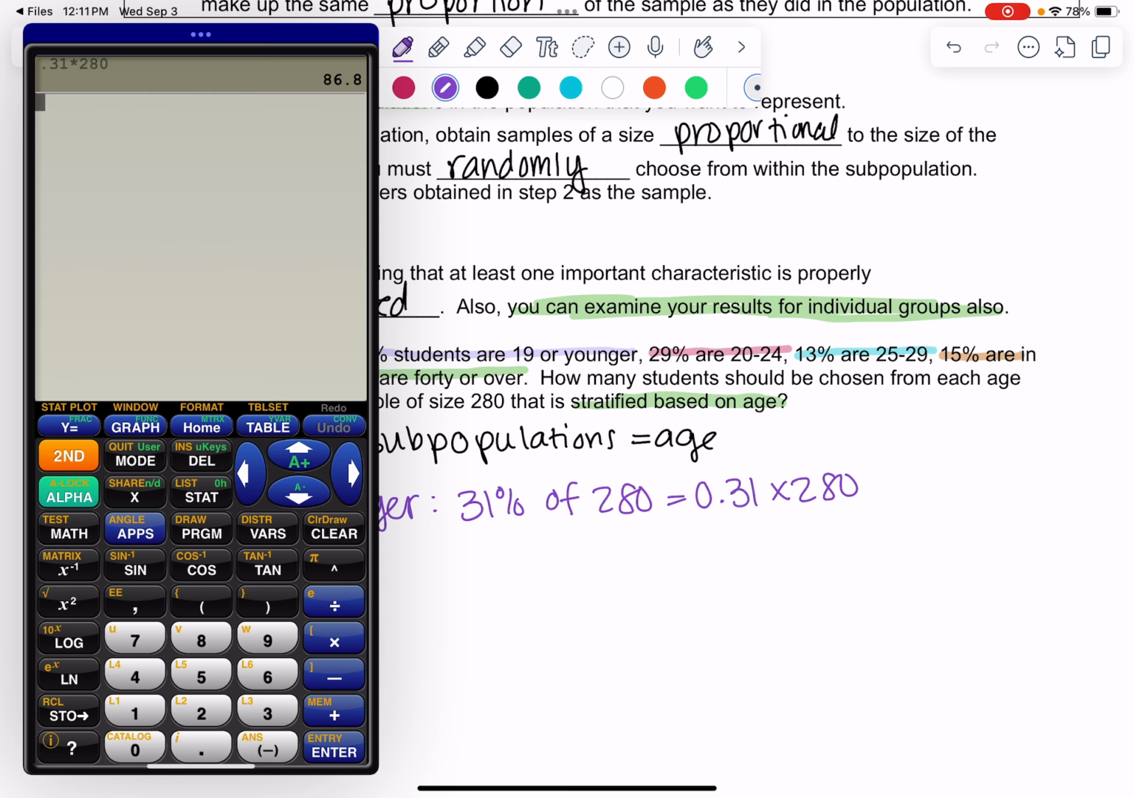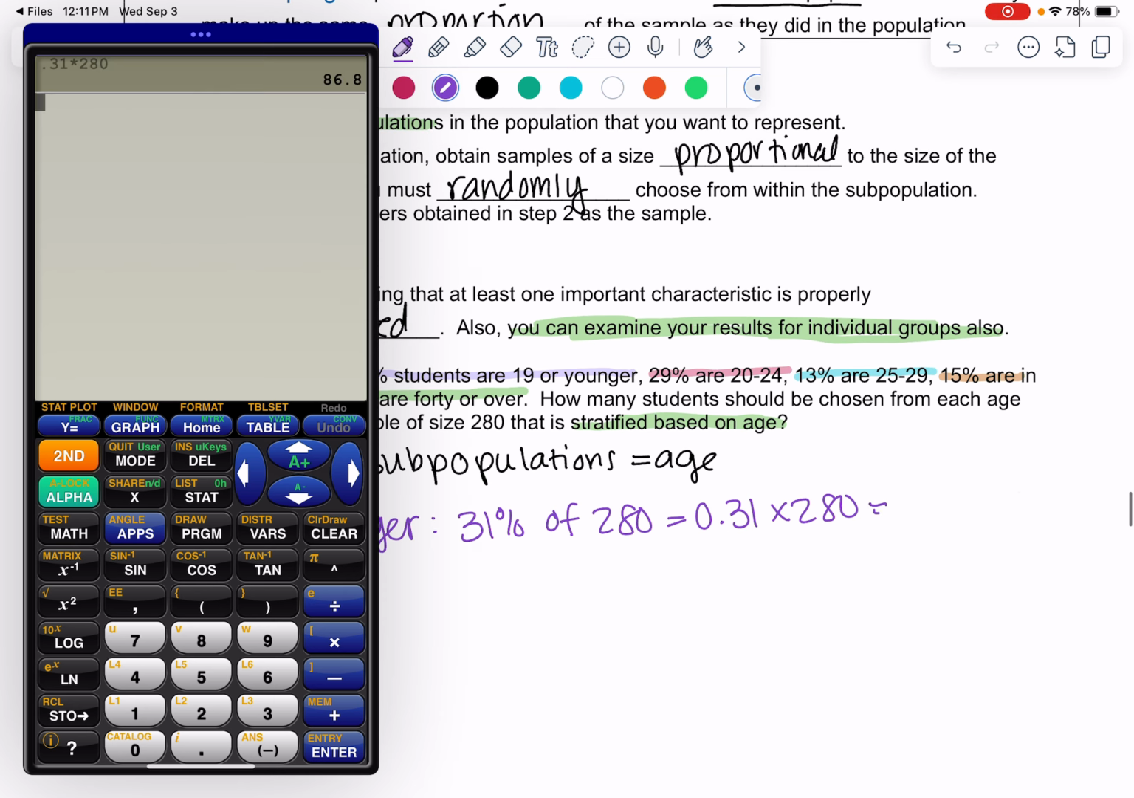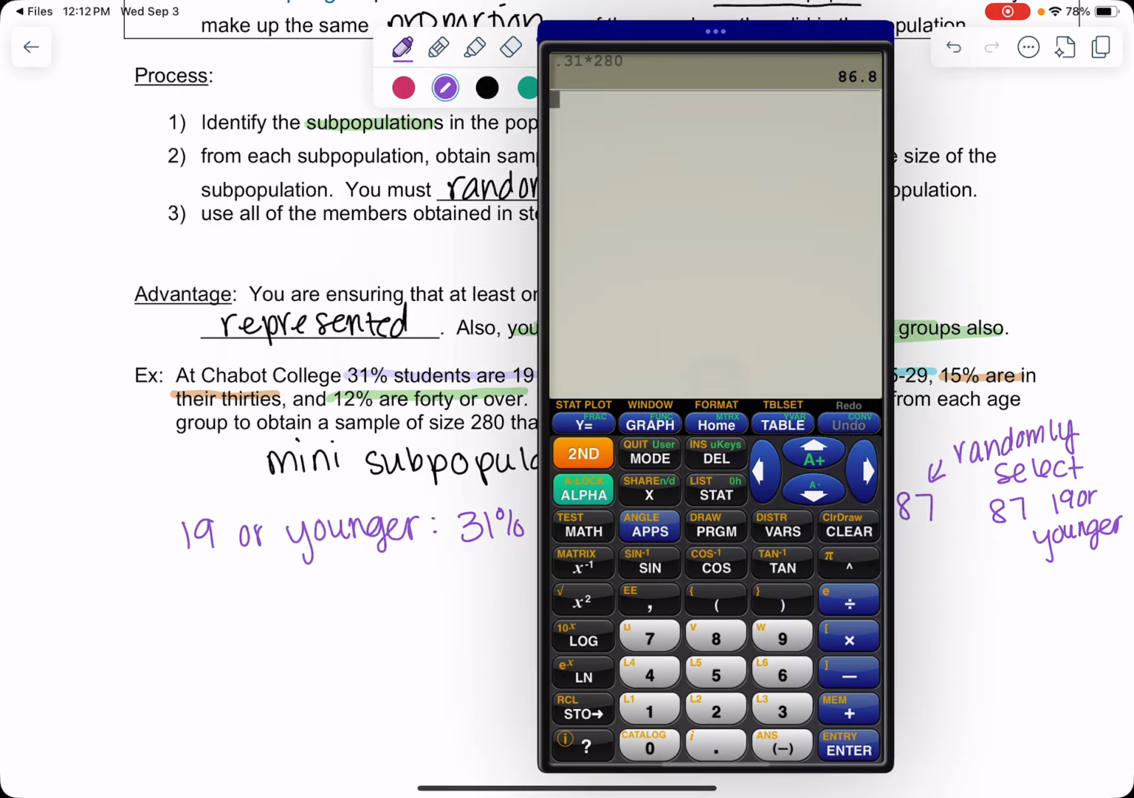And we get 86.8, so I'm going to say about 87, because we can only have whole numbers of students. And as long as I randomly select 87 19 or younger students, this method's good. So this might be someone who's studying students at Chabot, but then also wants to study the different age groups. So we randomly select each age group, and then we'll combine them to have a sample of 280.